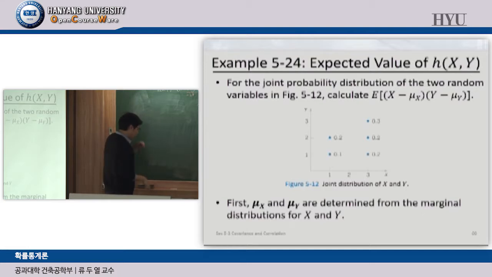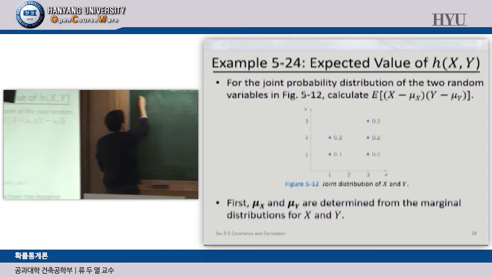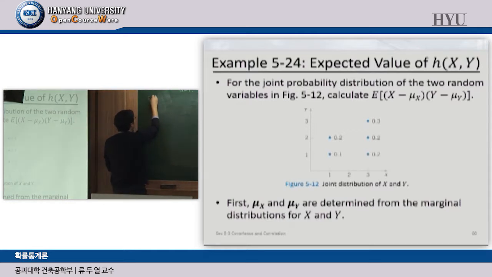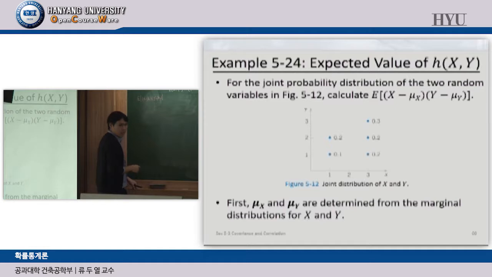And finally, we need to calculate the average of (x minus mu x) by (y minus mu y). Okay?